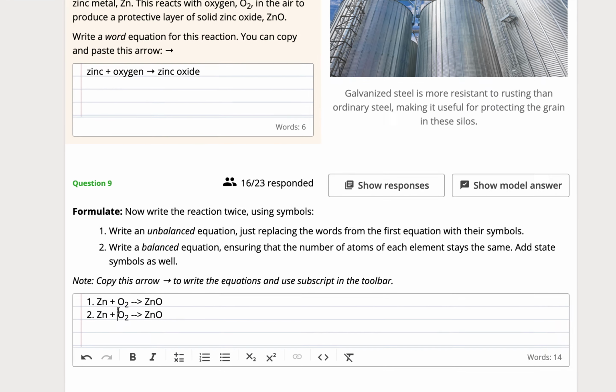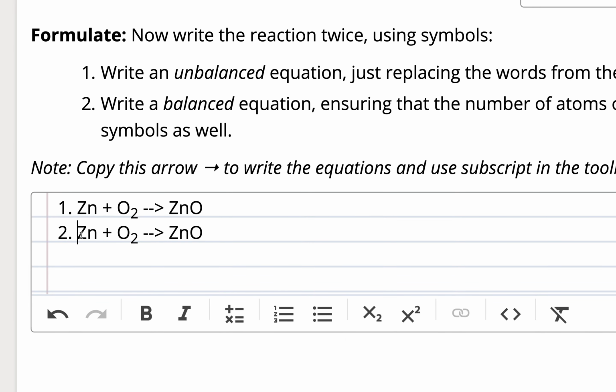So to balance it, what we're first going to do is, if you consider how many zincs we have on the left-hand side of this arrow, there is 1. If you now look on the right-hand side of this arrow, what I've highlighted, you can see there is 1 zinc as well. So I would classify the zinc as being balanced because there is 1 on each side. Then we can move on to the oxygen. We can see on the left-hand side of this arrow, you have 2 oxygens, whereas on the right-hand side of this arrow, you only have the 1 oxygen.